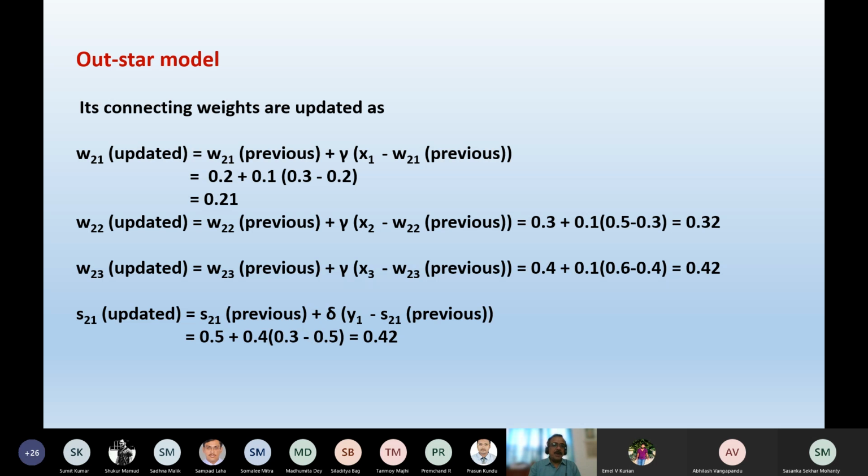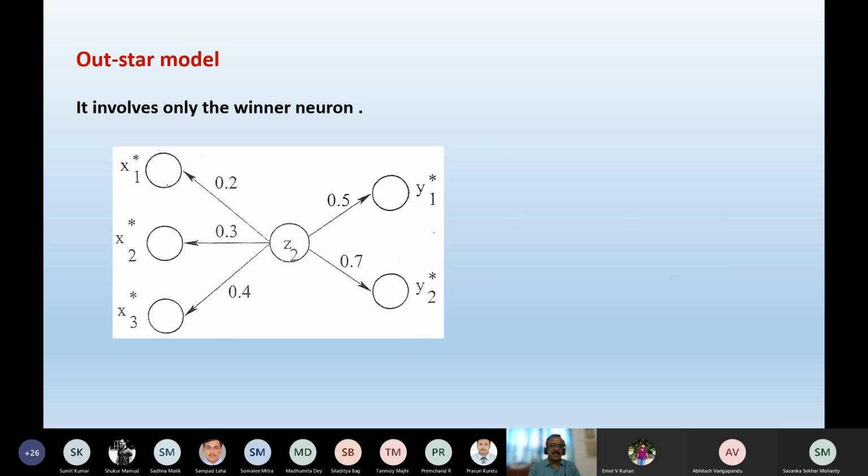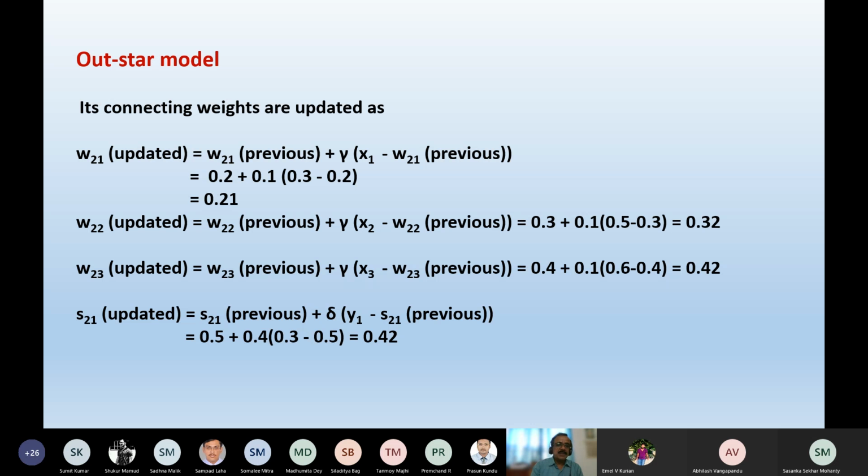Now W21 updated. What is W21? So this is W and this is S. W21 is this particular connecting weight. W22 is this. W23 is this. S21 and this is your S22. We are trying to find out the updated value of W21. W21 updated is nothing but W21 previous plus gamma into X1 minus W21 previous. Substitute the numerical values, you'll be getting 0.21.